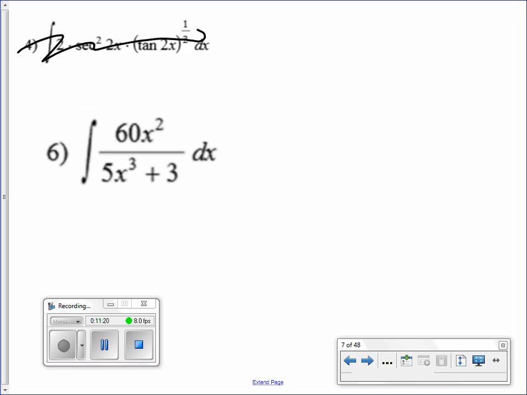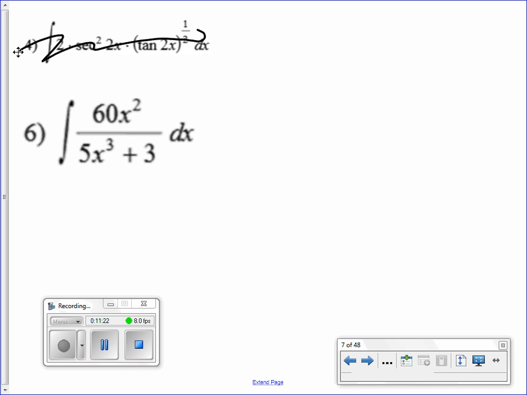All right, so this is not something I have a formula for, so I'm going to have to use U substitution. I can't break it up. First thing you have to do is decide what are you going to make U.